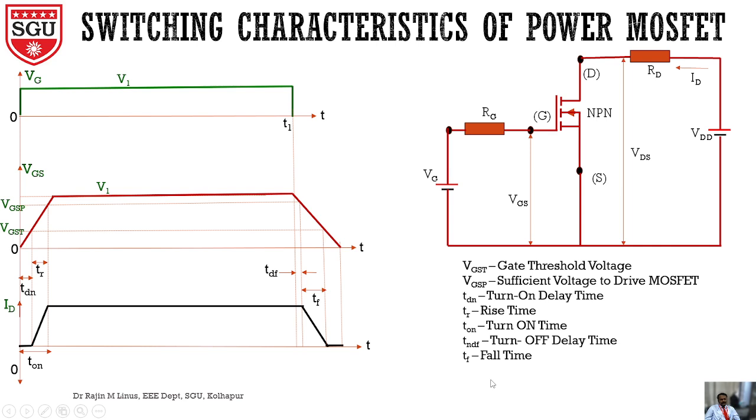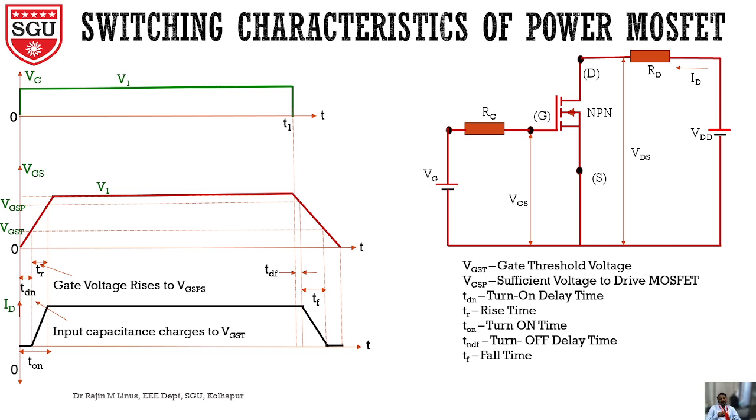Let's see what will happen during TDN. What is TDN? Turn on delay time. During the turn on delay time, the input capacitance charges to VGST. I already told you there is a capacitive effect. So once we give the voltage, till the TDN, the input capacitance charges to VGST. Once it does, only then will this MOSFET start to conduct. Then what is meant by rise time? During the rise time, the gate voltage rises to VGSP.